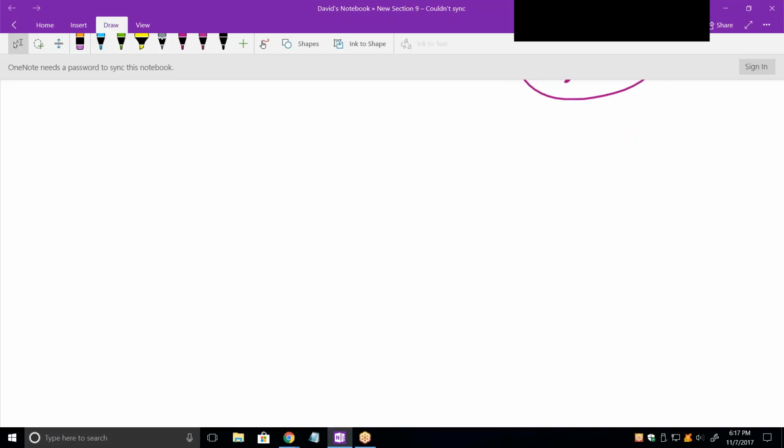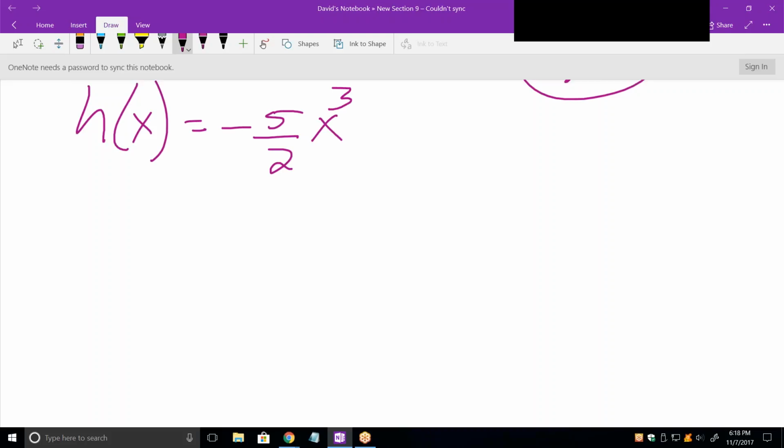Okay. So h of x equals negative 5 over 2 x to the third, and then plus 3x minus 10. Is that a polynomial?